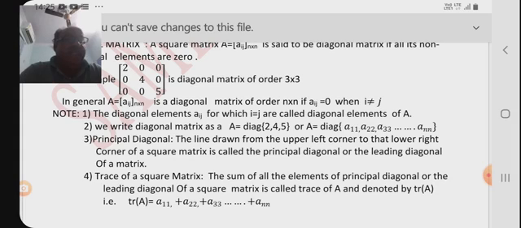ट्रेस, स्क्वायर मैट्रिक्स का ट्रेस क्या होता है? हम लीडिंग डायगोनल या प्रिंसिपल डायगोनल के सारे एलिमेंट्स को ऐड कर लें, वो ट्रेस ए होता है. In our case, trace of A is 2 plus 4 plus 5, that is 11.